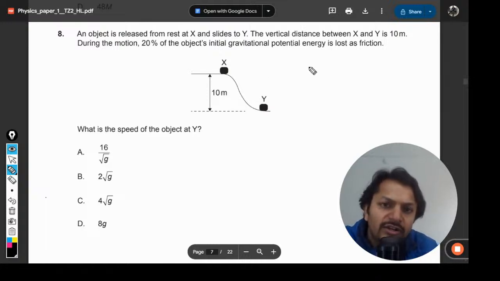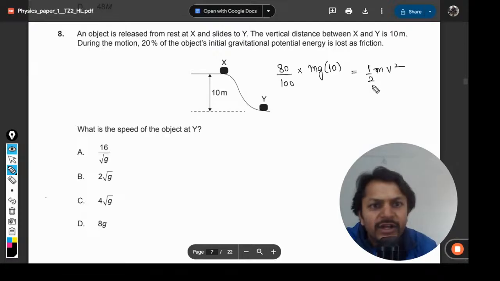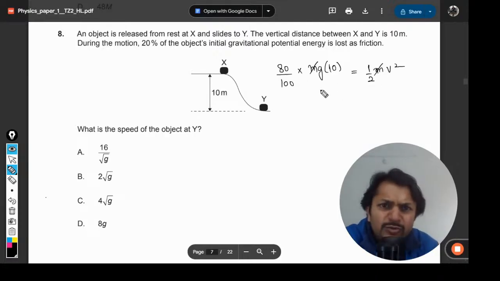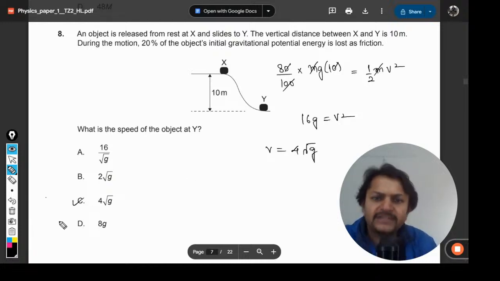So the total energy is mgh, and 20% is lost. It means that 80% of this will be remaining at y, and that will be converted into half mv square, and from there we will find the value of the velocity. So I think this should be the answer. Let's see. So 100 gets cancelled out. So this is 16 into g is equal to v square. So v is 4 square root g, and yes, the answer is C.